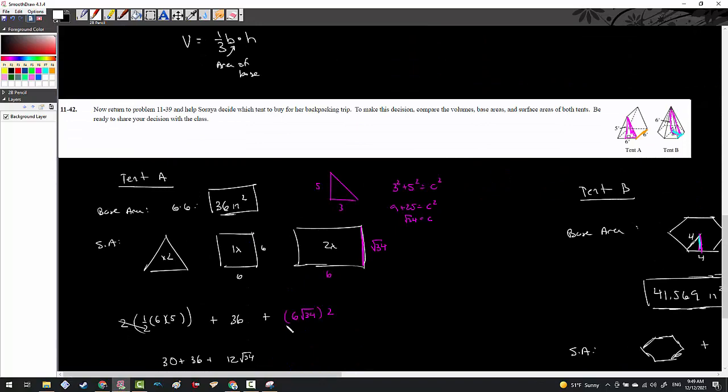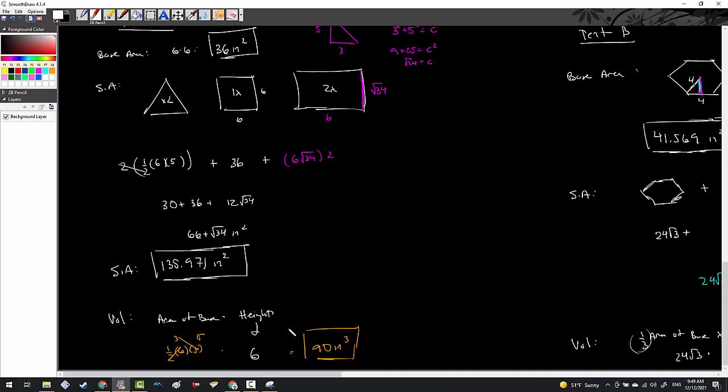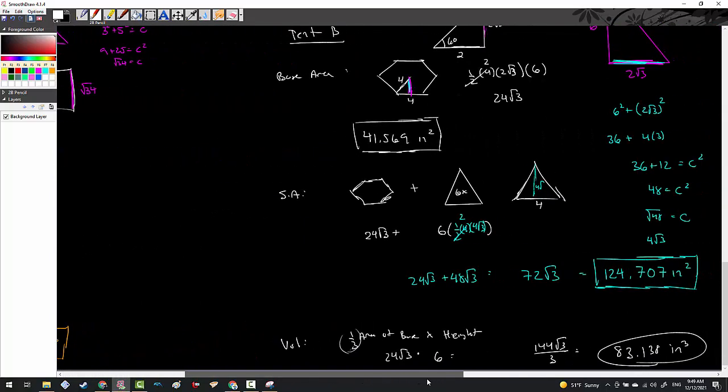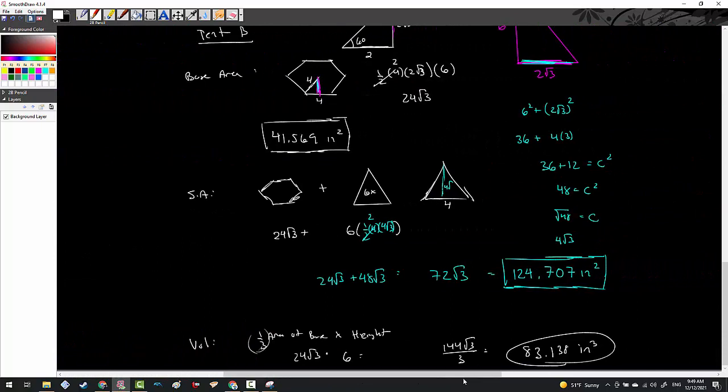So hopefully this makes sense in terms of how to find the volume of a pyramid and the surface area of a pyramid. Tent B got a little weird because of the hexagonal shape, but we will do plenty of practice of those. That way you get used to finding slant height more effectively.